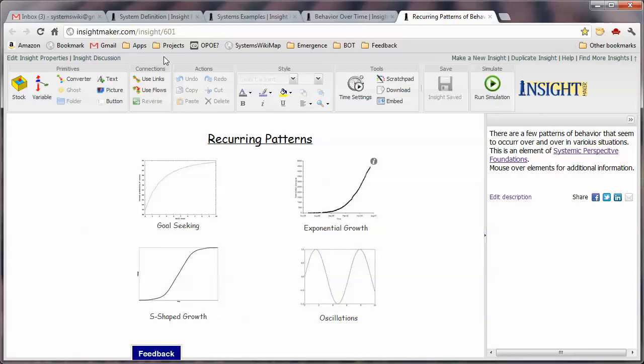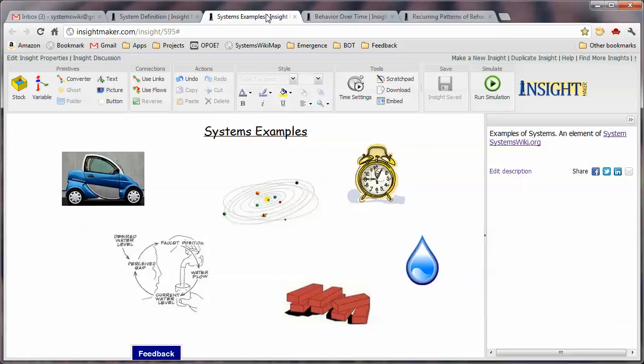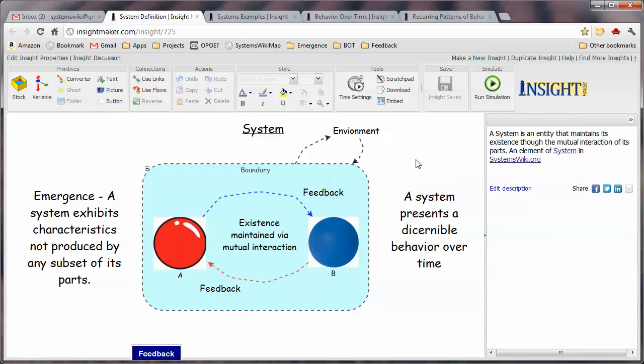So the intent here was simply to indicate that systems have emergent characteristics that are the result of the interactions in the system, and they might be potential characteristics or the nature of the system itself, and they may be experienced as discernible behavior patterns over time that give us a sense of what the system is doing.